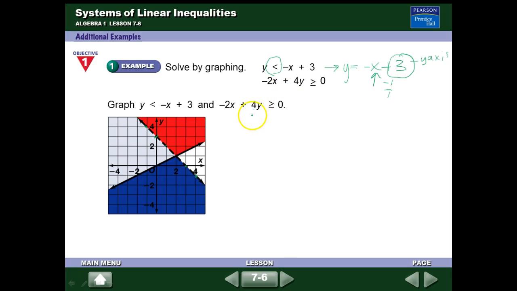Okay. Now, just like yesterday, we have to figure out where to shade the region. So pick a point. I'm going to pick 0, 0 because I like that point to pick. So if I plug in 0 here, 0 equals -0 plus 3. This is going to give you 0 is less than 3. Is 0 less than 3?